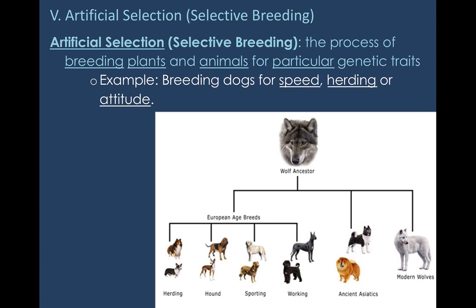Now, one way to remember the difference here would be that natural selection happens on its own out in nature. Artificial selection happens because humans decide to have it happen. And so that's a major difference there. It's trying to mimic what happens in nature naturally.